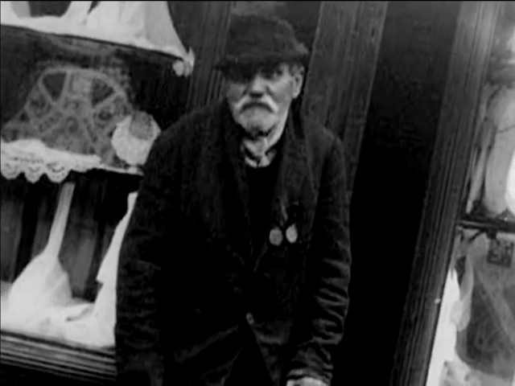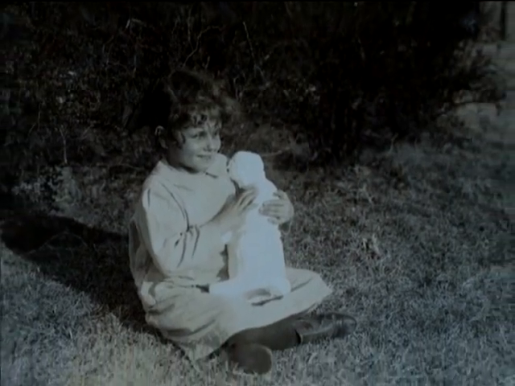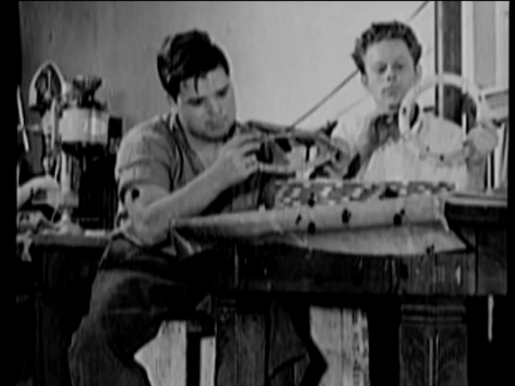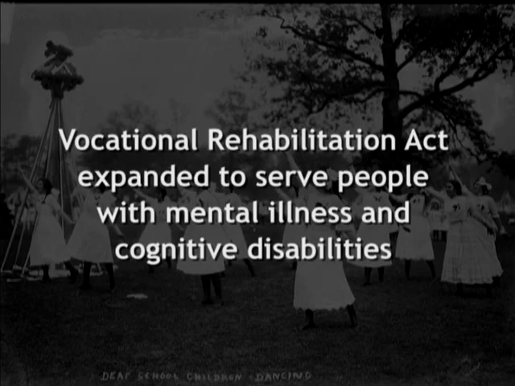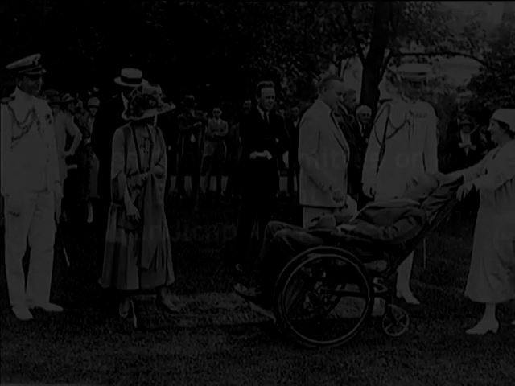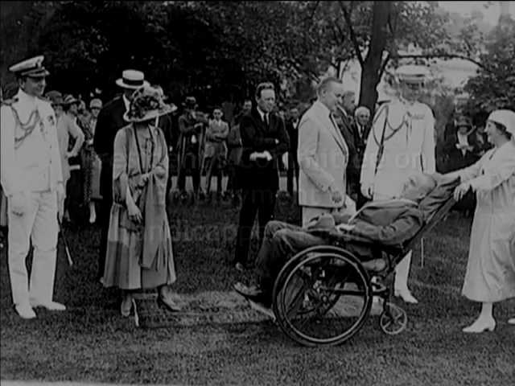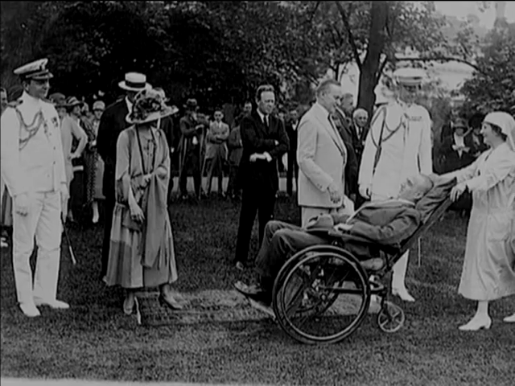The Social Security Act also expanded the Vocational Rehabilitation Act to serve people with mental illness and cognitive disabilities and was made a permanent federal program. The President's Committee on Employment of the Handicapped was formed. Self-help groups began to organize, but still were based on looking for cures. Congress appropriated funds for grants and loans to veterans to purchase or modify homes to be accessible to those with mobility impairments.